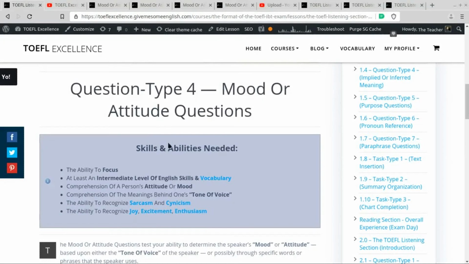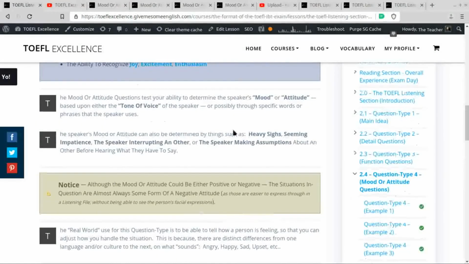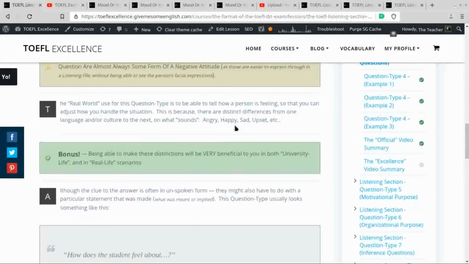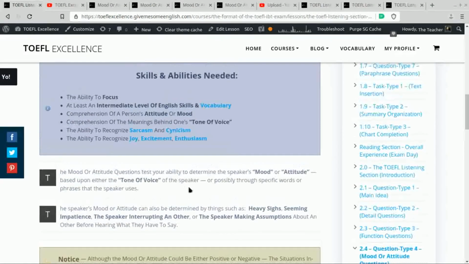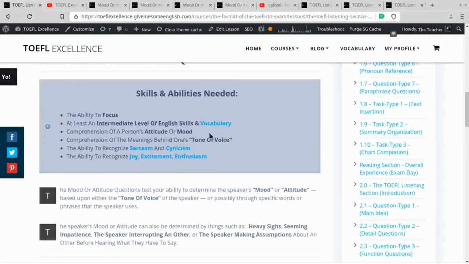So when we get into the next parts of this lesson, this will become a lot more clear, but that's the mood or attitude. It's just asking you the person's thoughts, feelings, opinions about some sort of topic, and they will almost always play the audio file again so you can hear which part they're referring to, and you can listen for the tone of voice.